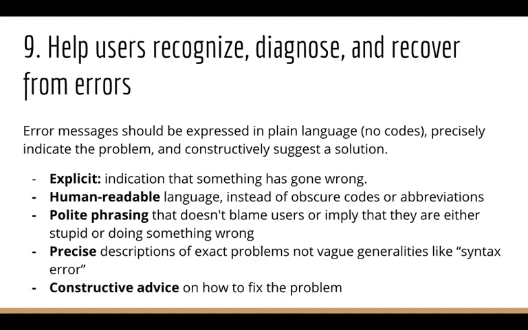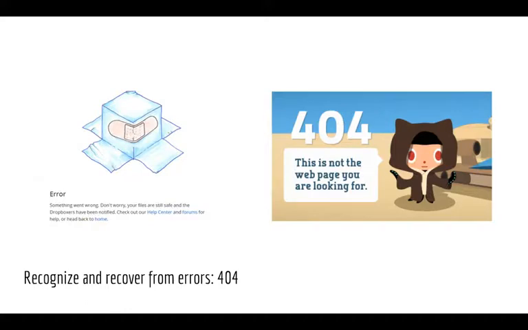I know that's a lot, but you can do it in a very simple way, like Dropbox. I like Dropbox a lot. This is their 404 error, and it basically says something went wrong, don't worry, your files are safe, and the Dropboxers have been notified. Check out our help center and forums for help or head back home, and it gives the links to go to those places. So that's pretty useful. It's giving you links to documentation. It's letting you know it's not your fault. Your files are fine.